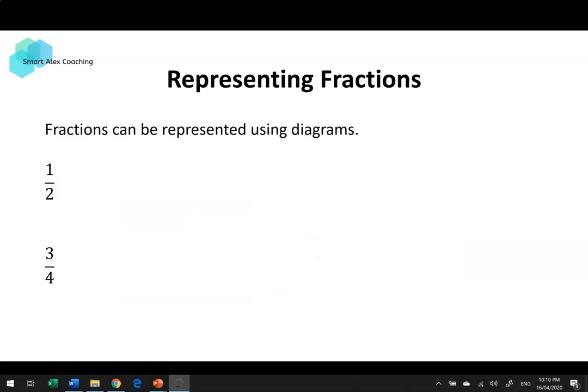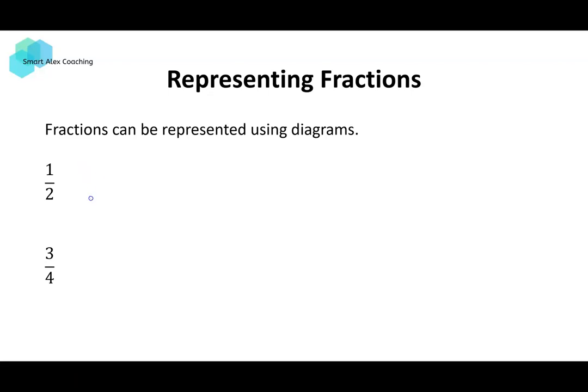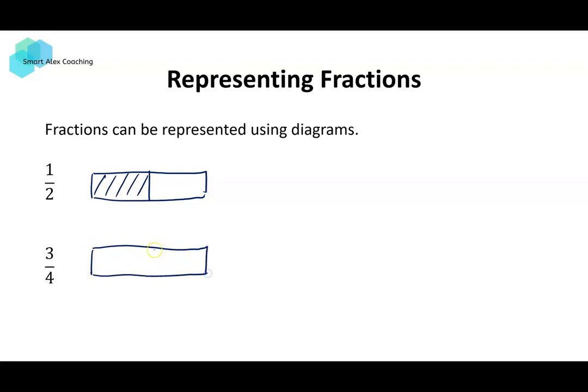Fractions can be represented using diagrams. Using the example of a half, I can represent the fraction of a half by a rectangular bar, which I divide into 2 equal parts, and I'm going to shade 1 part out of 2. The fraction of 3/4 can also be represented using a rectangular bar. This time, we divide it into 4 parts, and we're going to shade 3 parts out of 4.